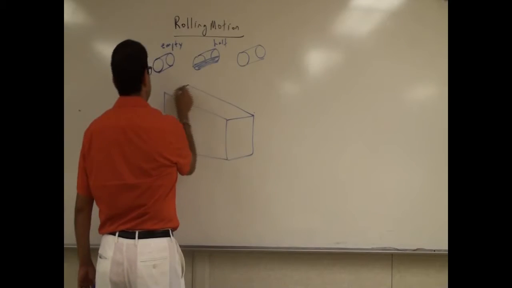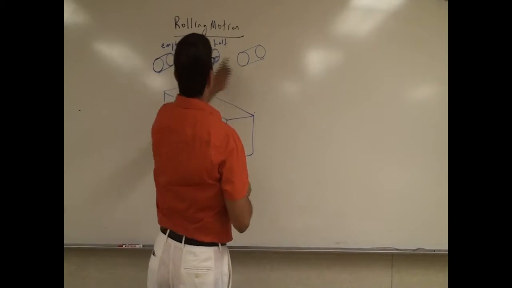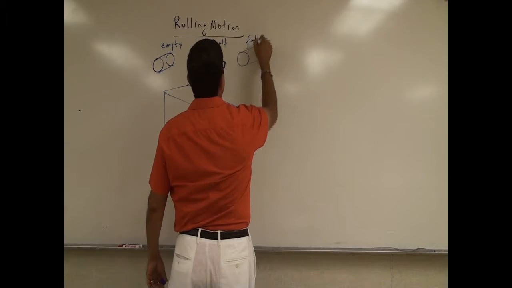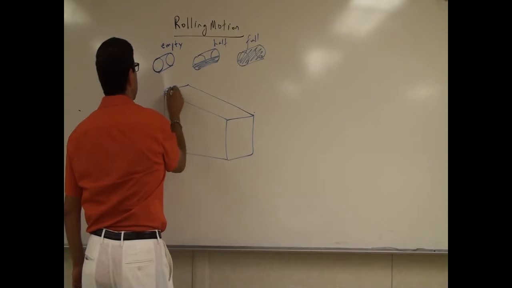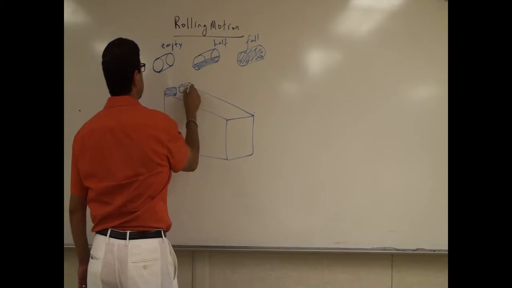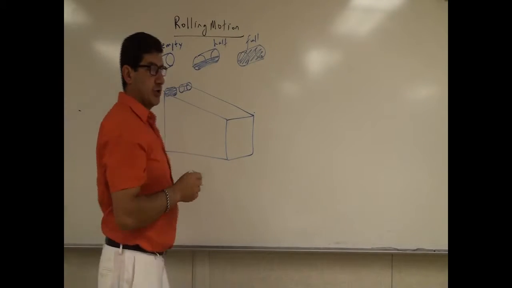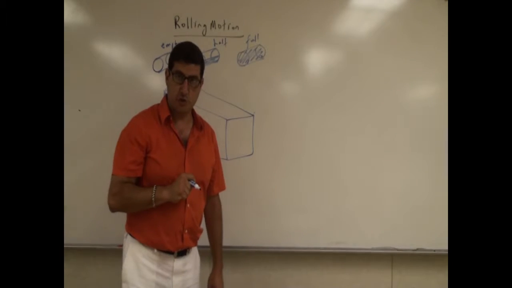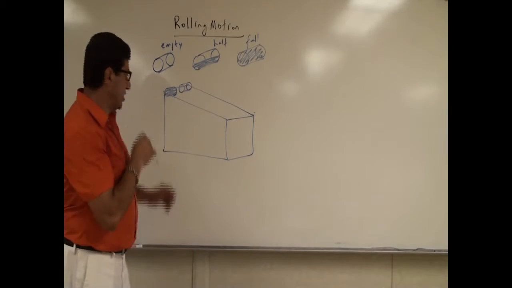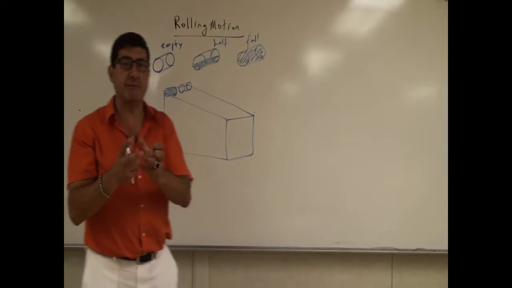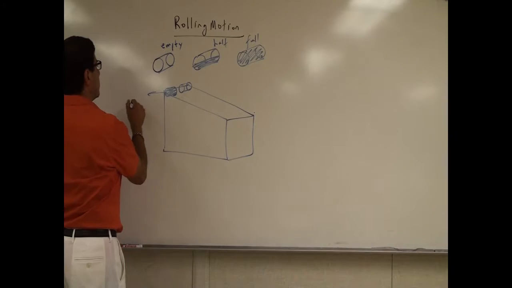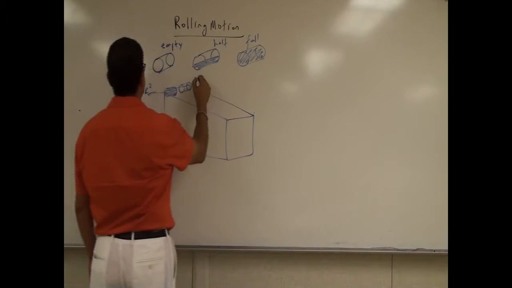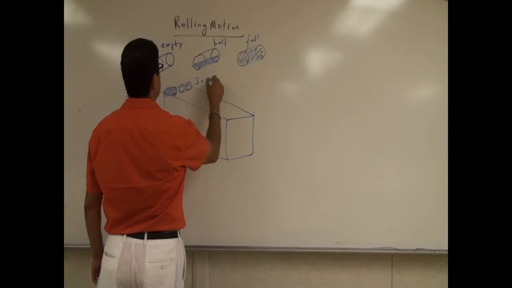I want to make a hypothesis. So I'll first race the full one with the empty one, and then ask the question, which one do I think should win? Well, based on moment of inertia, the full one has its mass distributed all throughout the object, so the moment of inertia is equal to 1/2 mr squared. The empty one, the moment of inertia, is mr squared.